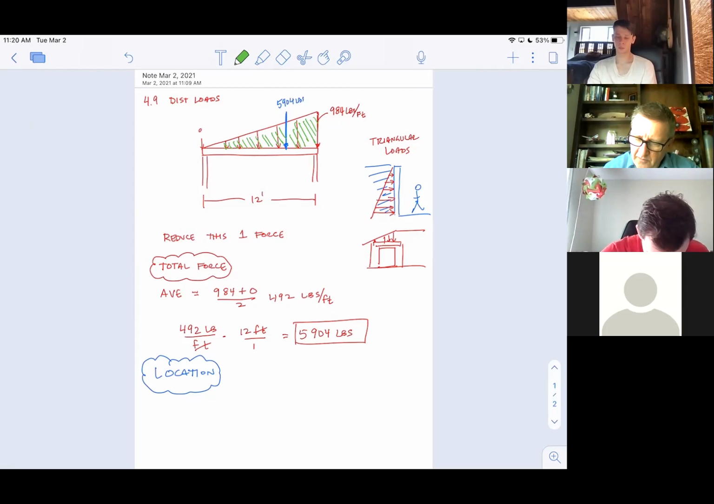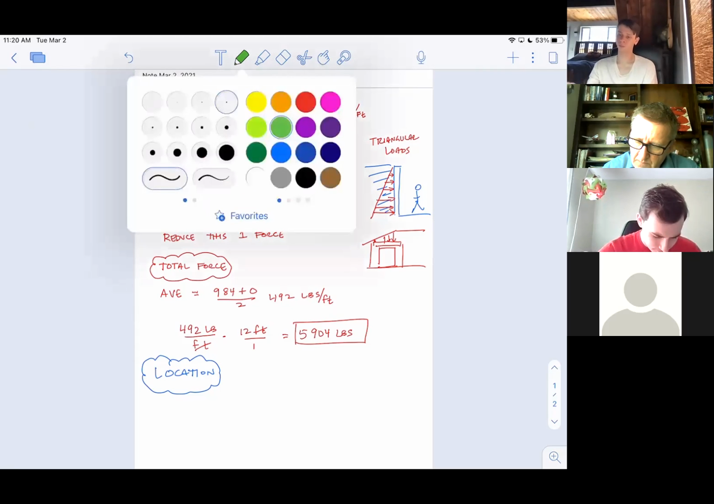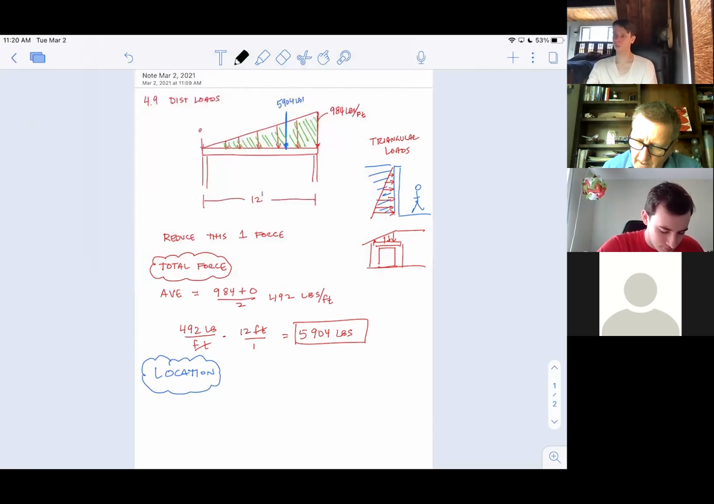So that means, I guess, that this force, which I'll redraw as black, would be half of that. So this would be 2952.